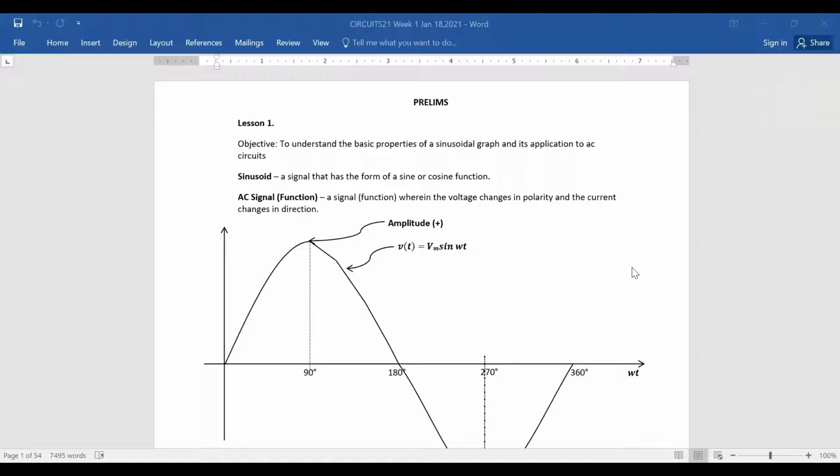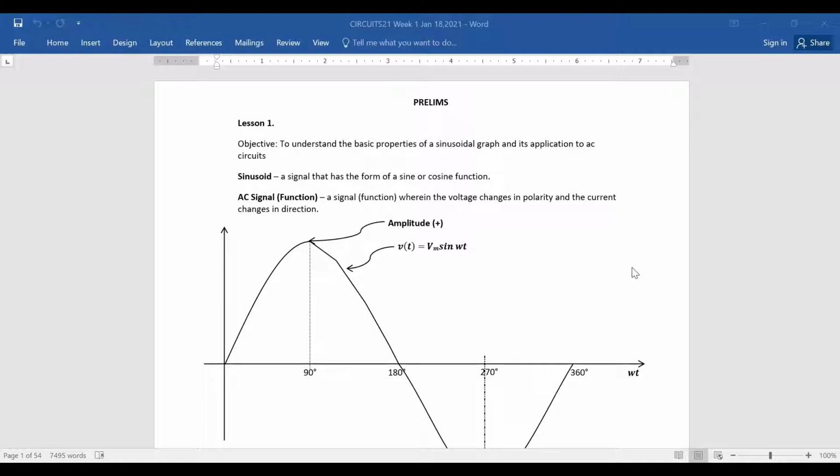So again, good afternoon. Our first lesson here is all about sinusoid. According to our PowerPoint here, the objective of our first lesson is to understand the basic properties of a sinusoid's graph and its application to AC circuits.